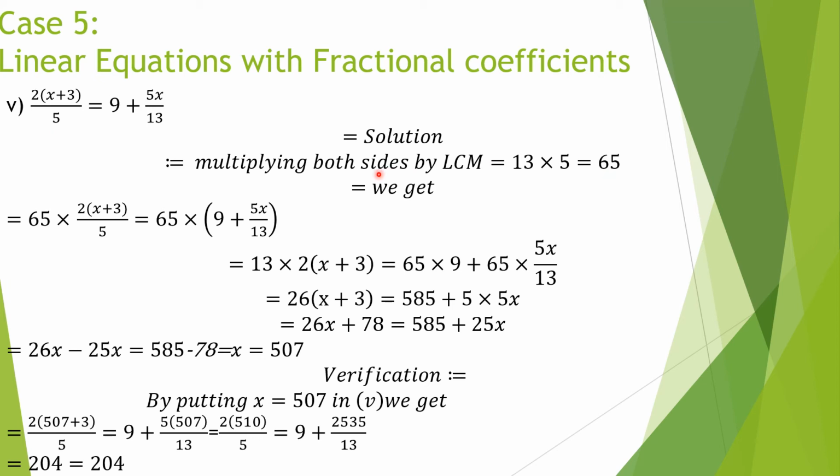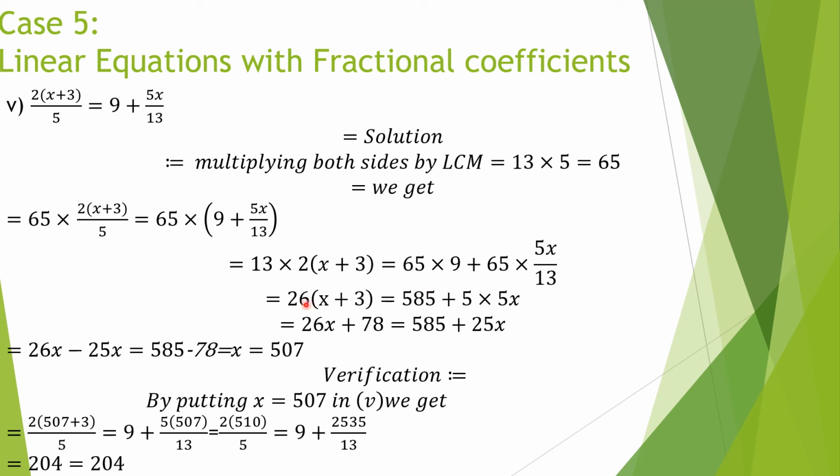Now by multiplying by the LCM, which is 65, we get 65 into 2 bracket x plus 3 upon 5 is equal to 65 multiplied by 9 plus 5x upon 13. We are writing in the bracket. Now 65 divided by 5 is 13. We get 13 into 2 bracket x plus 3. It is the left hand side, and on the right hand side 65 is multiplied by 9 plus 65 is multiplied by another term, which is 5x upon 13.